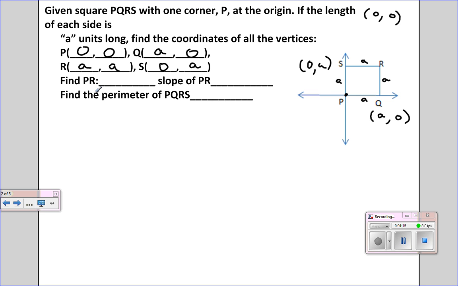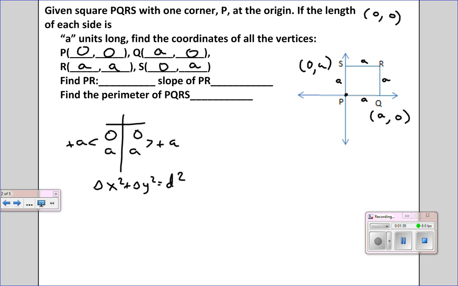So now it says find PR. PR means the distance from P to R. So if you think about your distance formula, P is at 0, 0. R is at A, A. To go from 0 to A, we go up A, and same thing here. So distance formula is delta x squared plus delta y squared equals d squared. So that means that a squared plus a squared equals d squared. 2a squared equals d squared. And now we square root it. Well, you can't take the square root of 2, but the square root of 2a squared is a root 2. Which makes sense if you think of the distance from P to R as a 45, 45, 90 triangle. The distance would be a root 2.